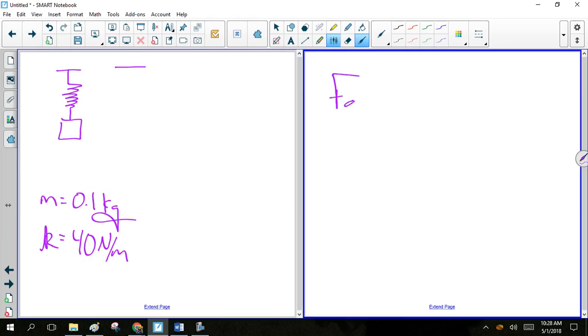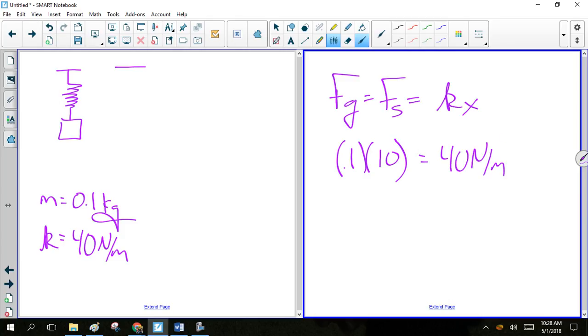So our force of gravity equals the force of the spring equals kx. So our force of gravity is 0.1. I'm going to use 10 for my acceleration of gravity. Equals k times x, right? Divide both sides by 40, and you get 1 over 40 equals x. So that represents how far it stretches from here down to get to the equilibrium point.